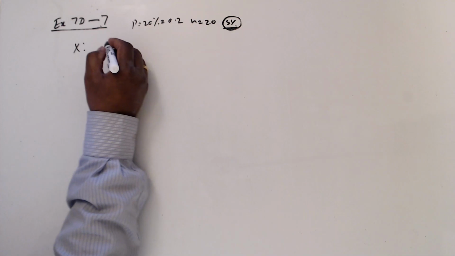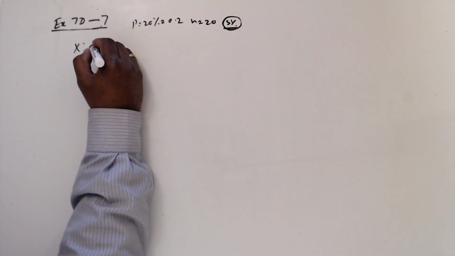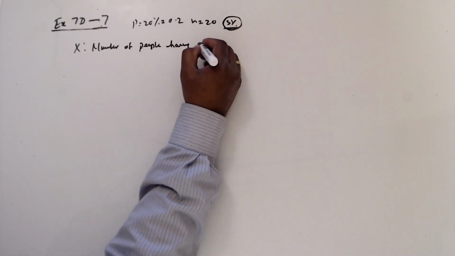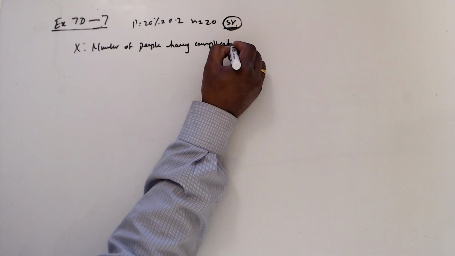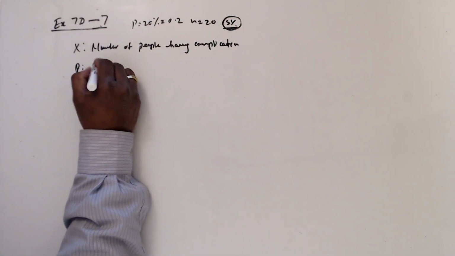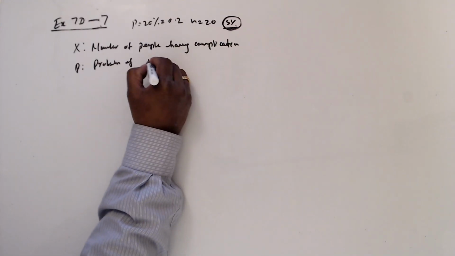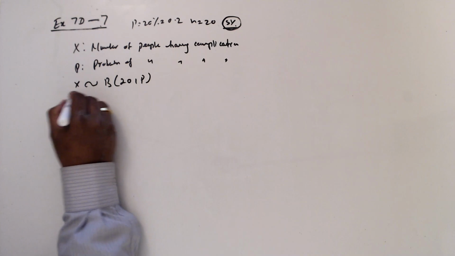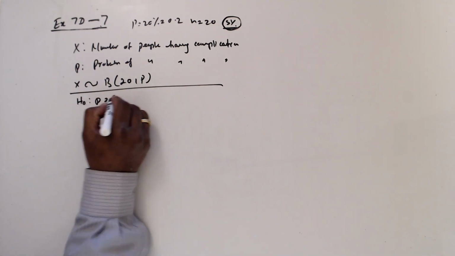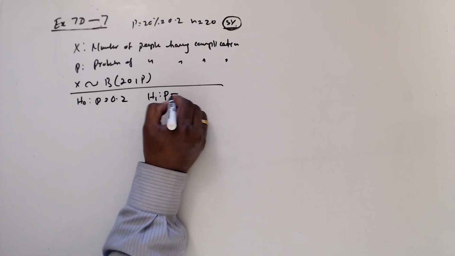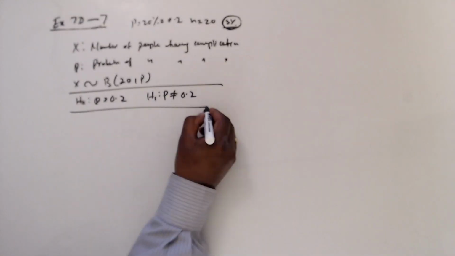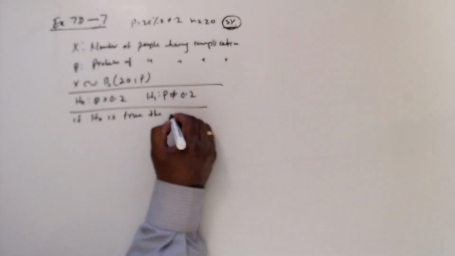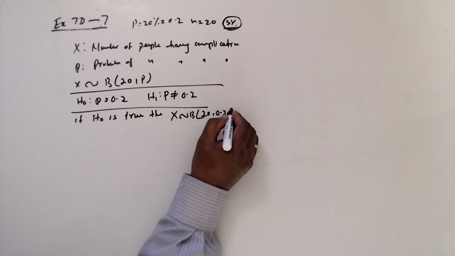So x is the number of people having complications. p is the probability of people having complications. So x follows binomial 20, p. So H naught: p equals 0.2 and H1: p not equal to 0.2. So if H naught is true, then x follows binomial 20, 0.2, if not something else.